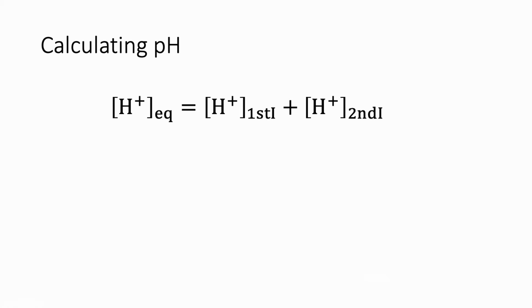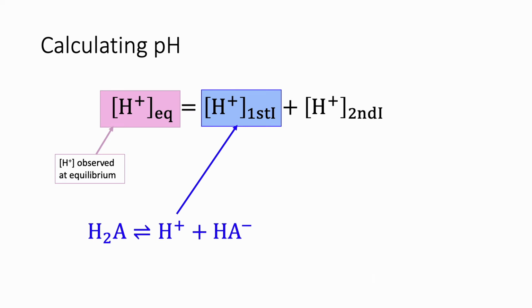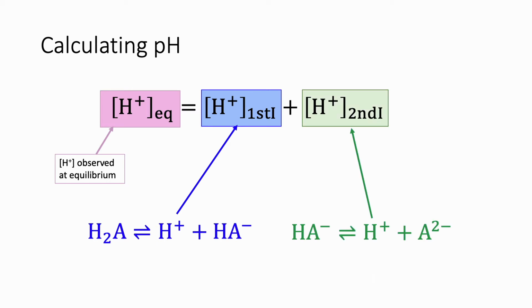And so let's talk about calculating pH for a diprotic acid. If you measure the pH of a solution at equilibrium and use that to calculate the H+ concentration, that H+ concentration came from 2 different sources. We have some H+ that came from the dissociation of the completely protonated acid, H2A, and then we have some H+ that came from the dissociation of HA-.